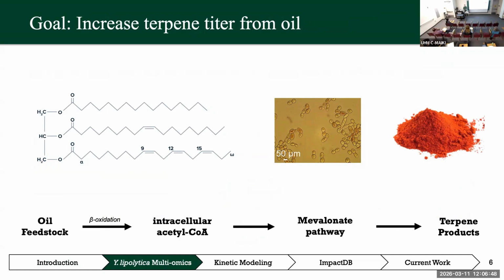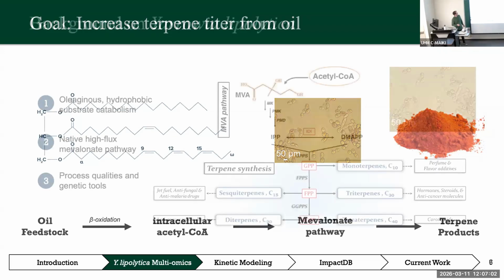From a high level, the workflow is that the oil goes through beta oxidation to create lots of intracellular acetyl-CoA that can then go through the mevalonate pathway to make terpene products. So it sounds straightforward, but there are some gaps.